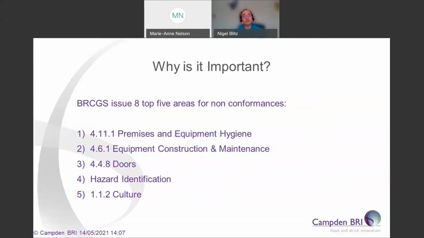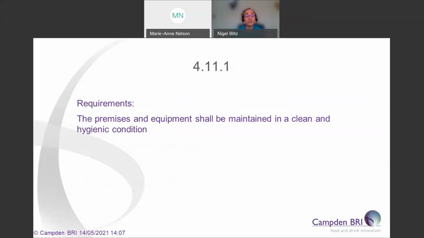Why is this important? Well, the BRCGS Issue 8 top 5 areas for non-conformances are Clause 4.11.1 Premises and Equipment Hygiene, 4.6.1 Equipment Construction and Maintenance, 4.4.8 Doors, big one there, 4 is Hazard Identification, and 5 is 1.1.2 Culture. I will cover all of these in this brief presentation to give you a flavor of why they're so important.